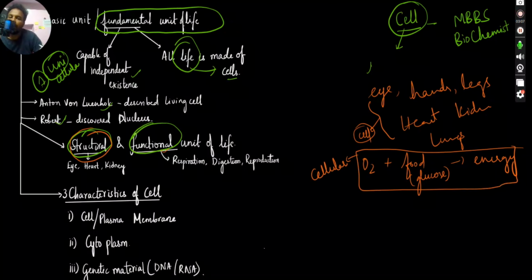We'll be going into detail about the cell organelles, like mitochondria, which you have studied in school, that mitochondria is the powerhouse of the cell. Then you'll understand things better, right? So all the functions like respiration, digestion, reproduction, and we also have photosynthesis in plants. All these things are done by which thing? Cells, right? So what are the three characteristics of a cell?